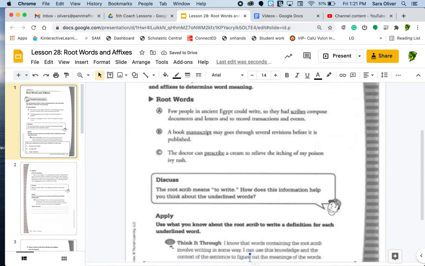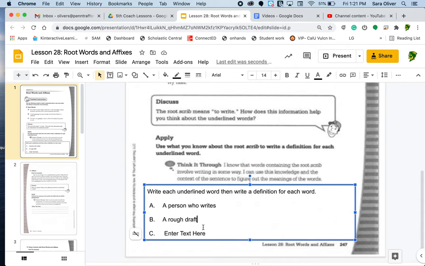C. The doctor can prescribe a cream to relieve the itching of my poison ivy rash. Here's that word scribe in there. It means to write. I think the doctor can write it. Pre tells me it happened before, and then I'm going to get a cream. So I think that means an order from a doctor for medicine. You get it before you get the medicine.